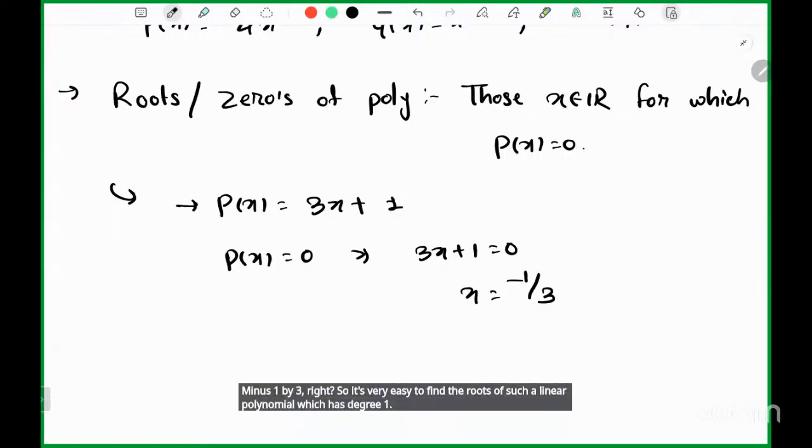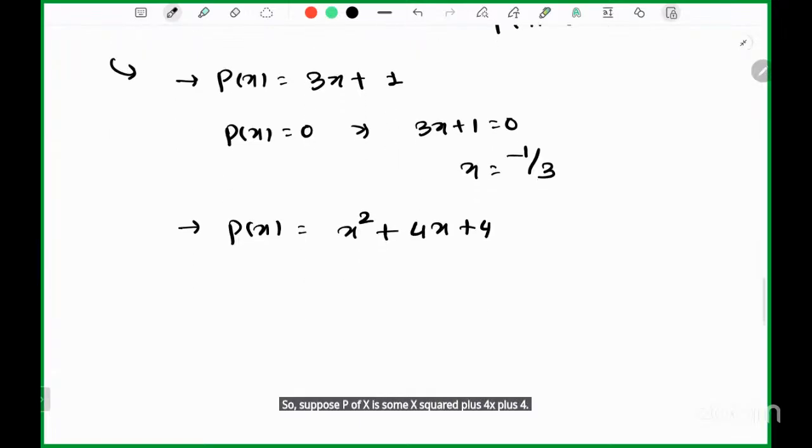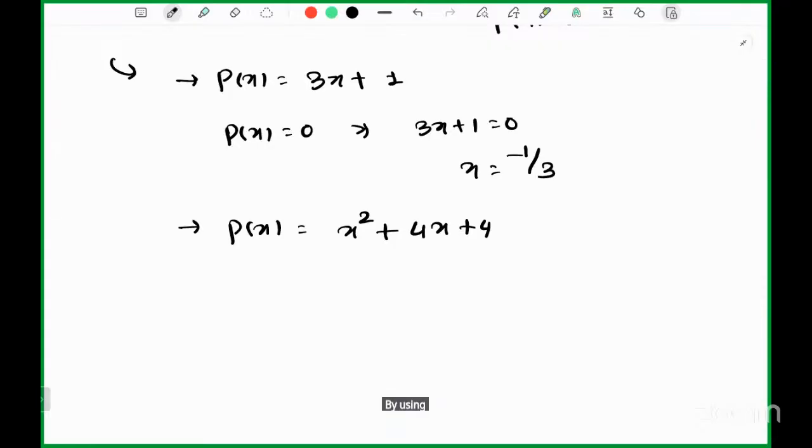Now let's suppose I increase the degree of the polynomial. I'll go to a polynomial of degree 2. Suppose p of x is x square plus 4x plus 4. This is our quadratic polynomial, and we also know that we can find the roots of this polynomial too by using the Sridharacharya formula, right?